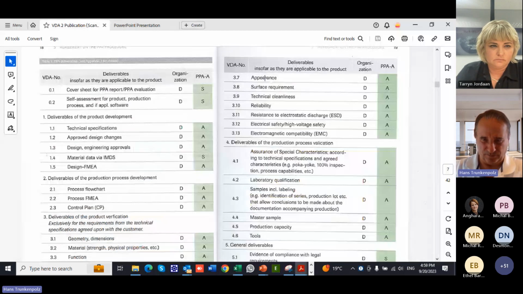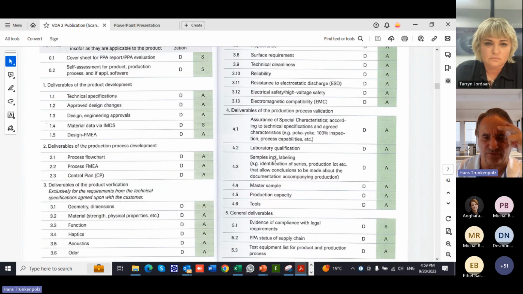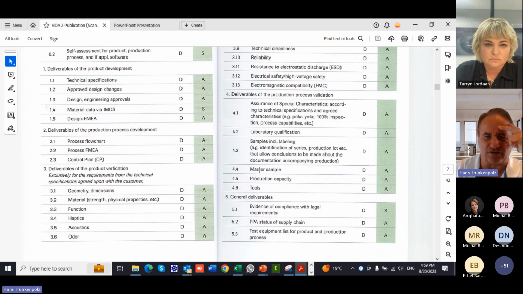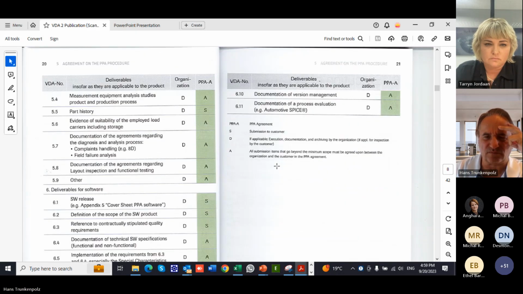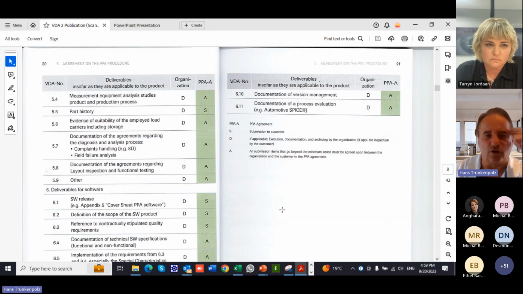Then appearance. What is new, what you don't find, is ESD, so electrostatic discharge, and electromagnetic compatibility. That is not to be found in PPAP. Then in the validation reports, you find everything in PPAP. General deliverables, we also find in PPAP. The status report from the supply chain you won't find. So there is more over and above.